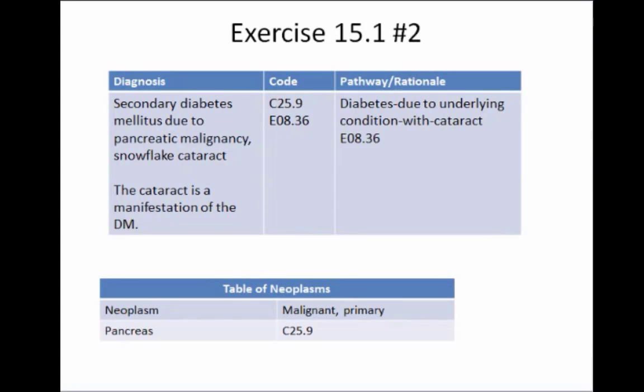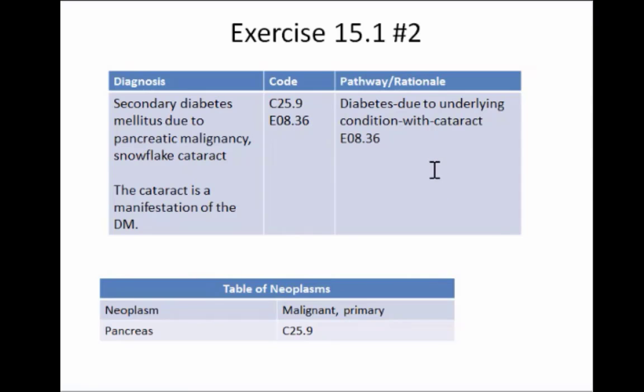Okay, let's look at some of the exercises. 15.1, number 2, and this is a secondary diabetes due to pancreatic malignancy and snowflake cataract. I had not heard that term, snowflake cataract, so that was a new one for me. The cataract in this case is a manifestation of the diabetes. So you know from our previous chapter how to code that pancreatic cancer. You're looking in your table of neoplasm. Under neoplasm you have pancreas. Then in the malignant primary column you have C25.9, and it is your primary diagnosis.